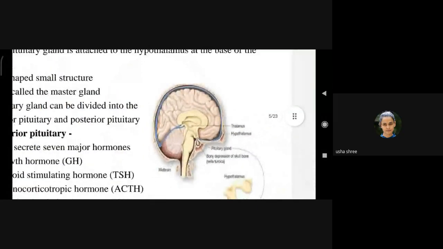What is that, ma'am? Sella turcica. Sella, S-E-L-L, turcica. Sella turcica. Turcica.